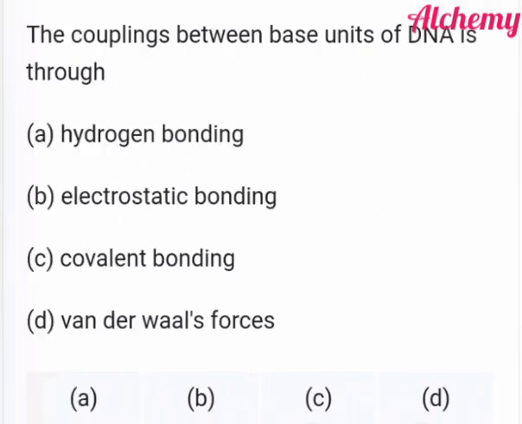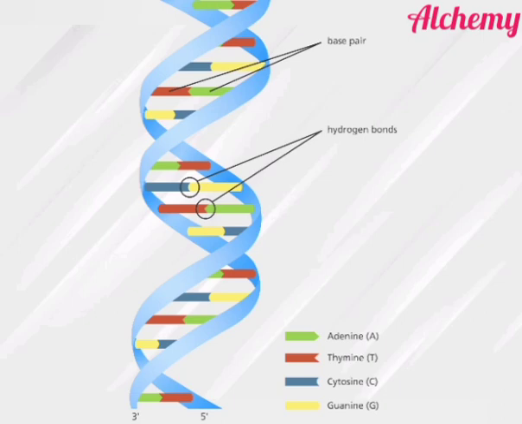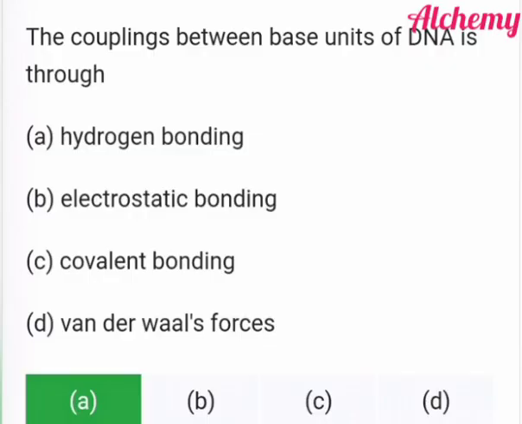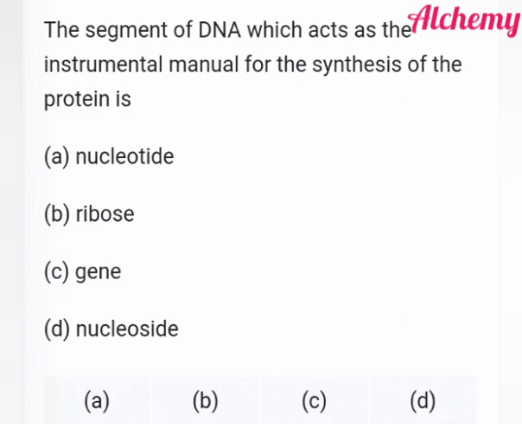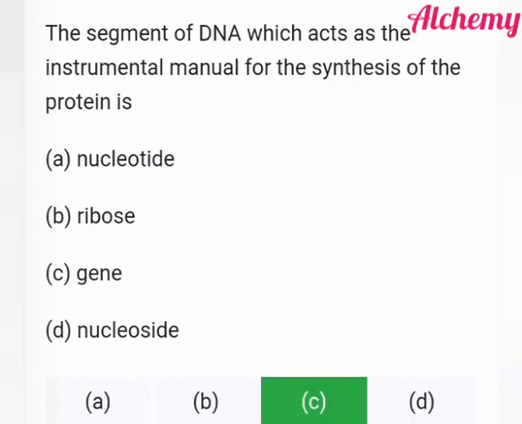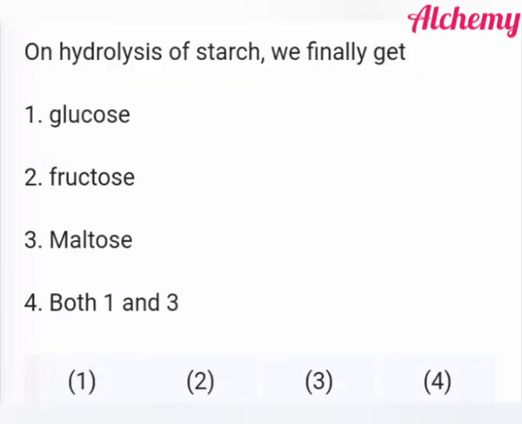Next question. The couplings between base units of DNA is through. We know that the bases of DNA are joined by hydrogen bonds. So the correct answer is option A, hydrogen bonding. Next question, the segment of DNA which act as the instrumental manual for synthesis of protein is. The correct answer is option C, gene. Next question, on hydrolysis of starch, we finally get.